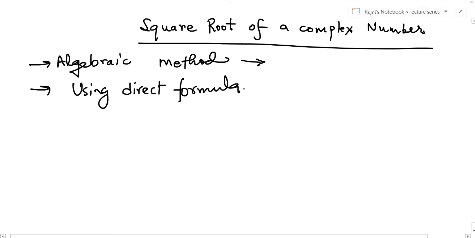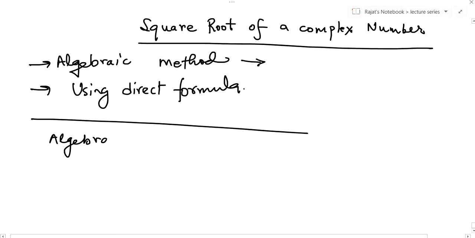Direct formulas are also useful if you want to save your time, but they will not give you a long-term benefit. So I recommend giving a lot of stress on the algebraic method. So let's start with the algebraic method.